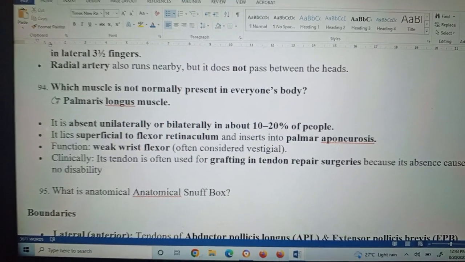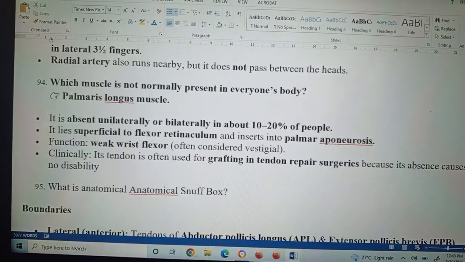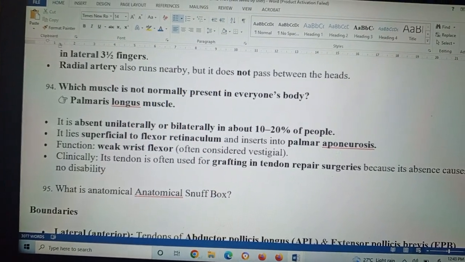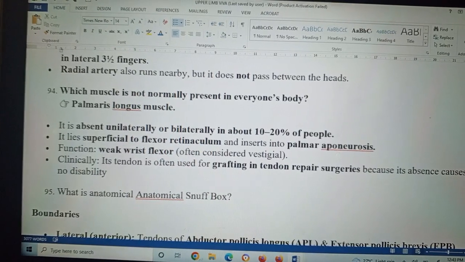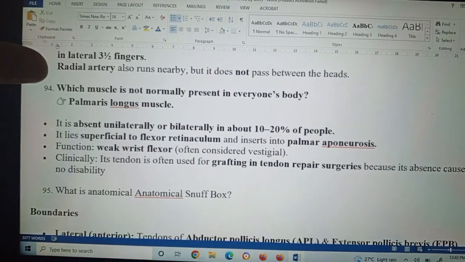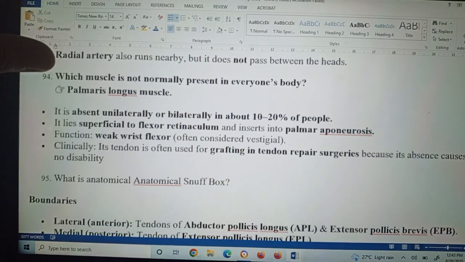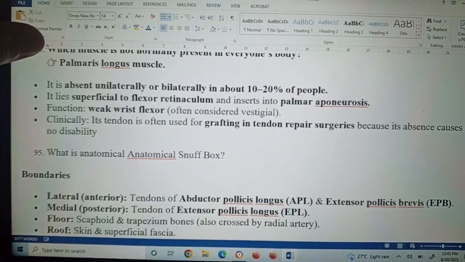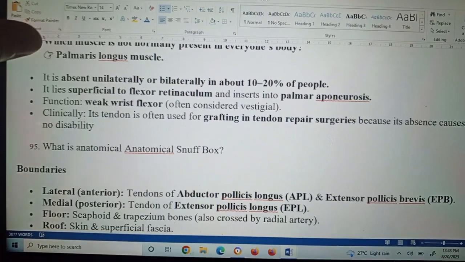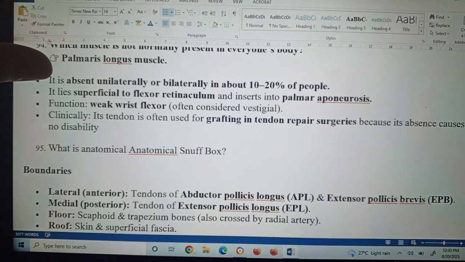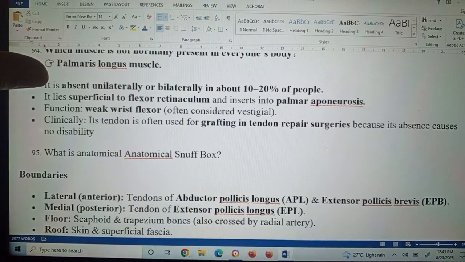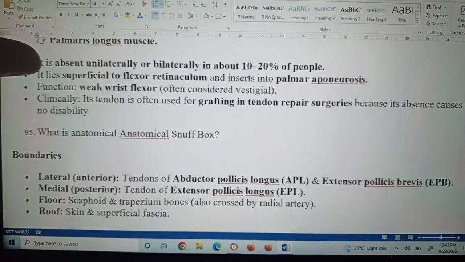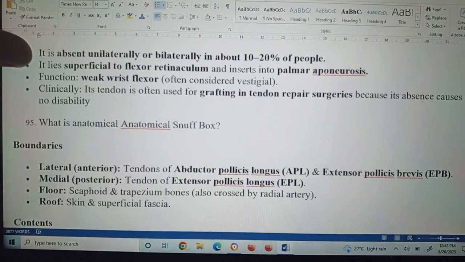It is very important. There are a few questions which are asked, such as which structures lie superficial to the flexor retinaculum and which lie below it. Palmaris longus is inserted into the palmar aponeurosis, and Viva questions are also asked on the palmar aponeurosis. The function of palmaris longus is a weak wrist flexor, so it is often considered vestigial. It is used for grafting in tendon repair surgeries, because if it is absent in any person, it does not cause any disability.